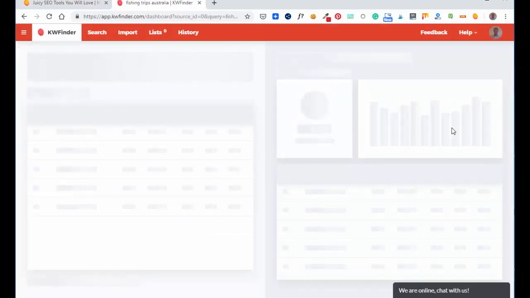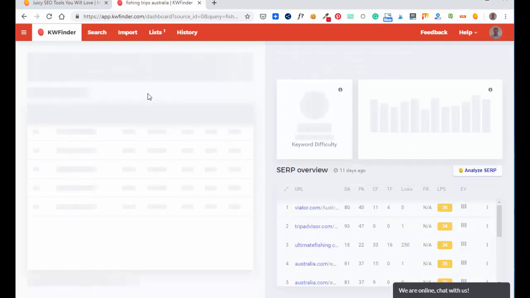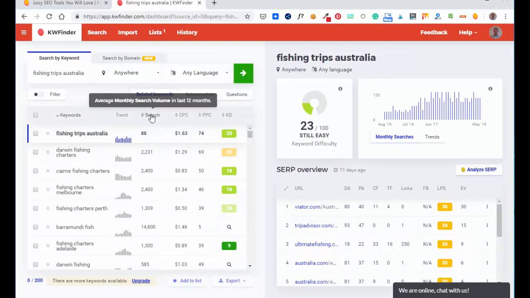Now what KWFinder will do is bring up a list of competitive keywords and give you an approximate average monthly search volume. Okay, so fishing trips Australia, approximately 88 people a month are searching with that term. Now compare that to search terms like Darwin fishing charters, Cairns fishing charters, Melbourne fishing charters. People are being very specific on what they're searching for geographically, but the difference in the search volume is huge.